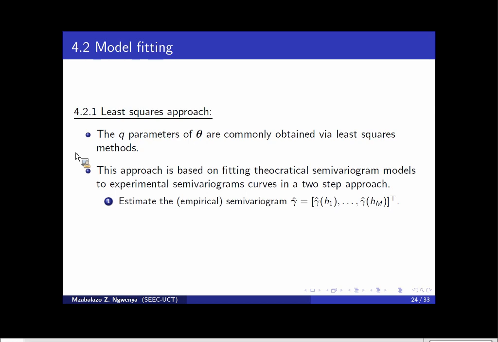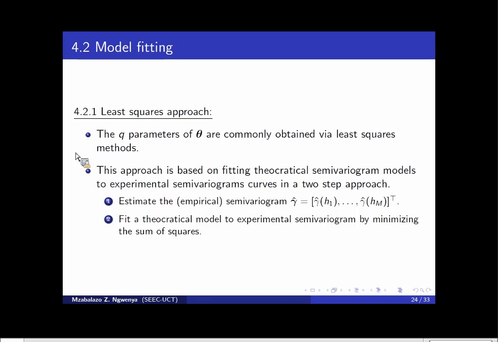Okay, that's all the theory. So let's go into how you would fit a kriging model. There are essentially two ways of fitting kriging models. There's the least squares approach, then there's maximum likelihood approaches. So in fitting the models, basically we want to estimate those Q parameters. In our first approach, we try to estimate what we call the empirical semi-variogram. So we try to estimate the shape of that curve from the data.